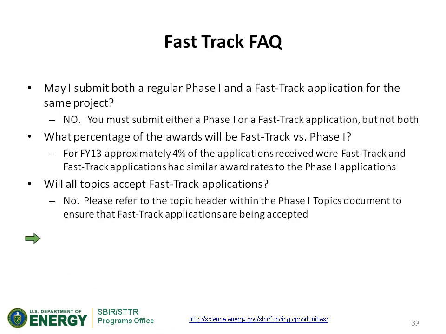And just to be clear, we don't let you submit both a Phase 1 and a FastTrack separately. You've got to choose what you believe is most suitable for you in terms of the nature of the R&D you're proposing and how well you understand that whole 3-year R&D process. Again, for last year, only about 4% of the applications came in through FastTrack. It was the first year of the program, and it had similar, not identical, award rates to our Phase 1. And again, not all topics accept FastTrack. So please look at that topic header I mentioned previously to make sure that that particular topic is accepting FastTrack applications.